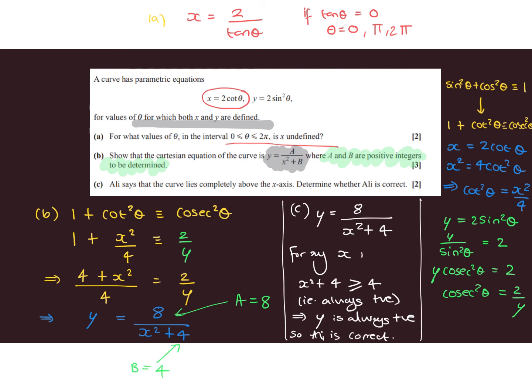Now let's have a look at the last part of this question. We've got to determine whether or not Ali is correct. Well, the equation of the curve is y equals 8 over x squared plus 4. And for any value of x, x squared is always greater than or equal to 0, which means that x squared plus 4 is always greater than or equal to 4, so basically always positive, which means y is always positive, so yes, Ali is correct. y will always be greater than 0, and y cannot be equal to 0. Try setting y equal to 0 and you'll end up with an equation that doesn't work.